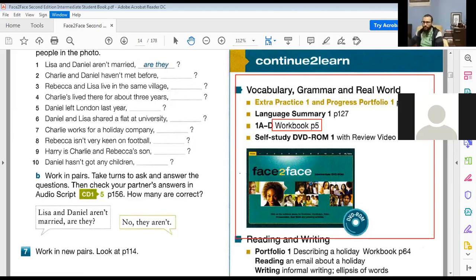Here it's reading and writing, formula writing, ellipsis of words, but this is in the workbook. It's not here. You can find this if you go to the back of your workbook. At the end of the workbook, there's a section for reading and a section for writing. You can find it in your workbook.